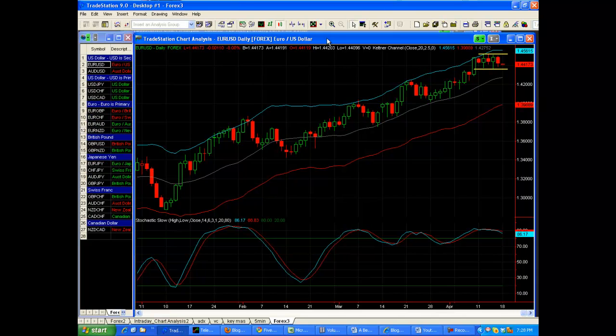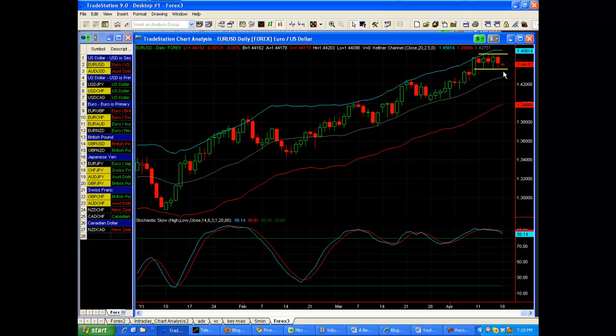Let's start with the euro. Euro in a nice consolidation here. We expected this last week after the expansion at the end of the week before. So we're going to watch this one to see if it breaks one way or the other. And on the downside, we have the midline as the first target. On the upside, we have this upper Keltner line. So it can come pretty quick.